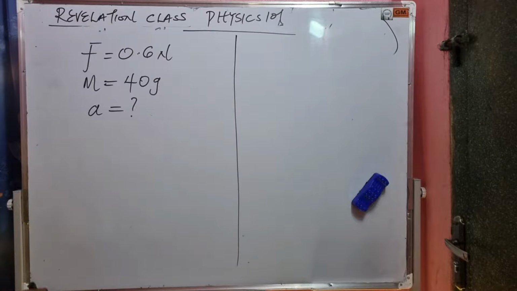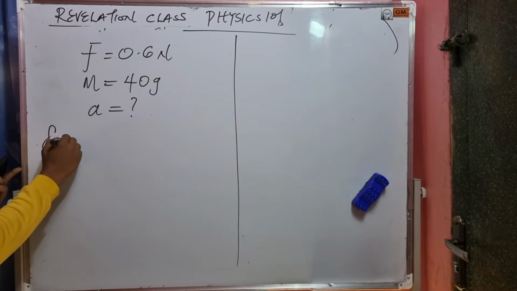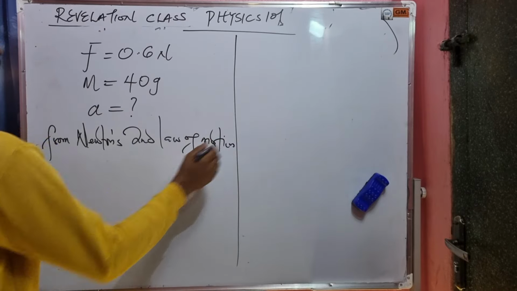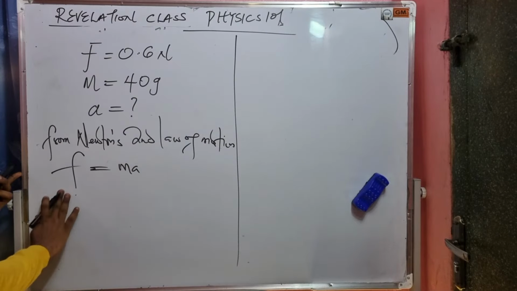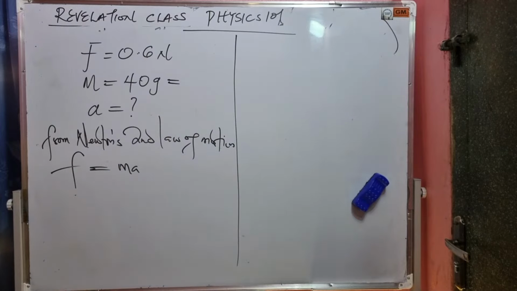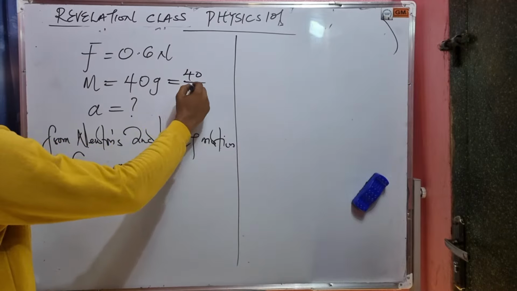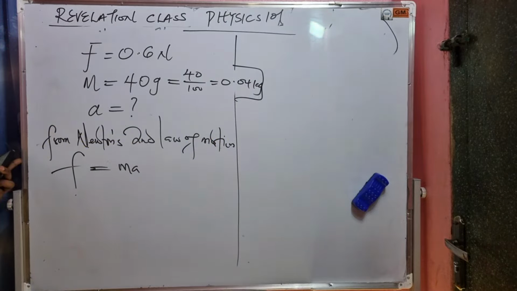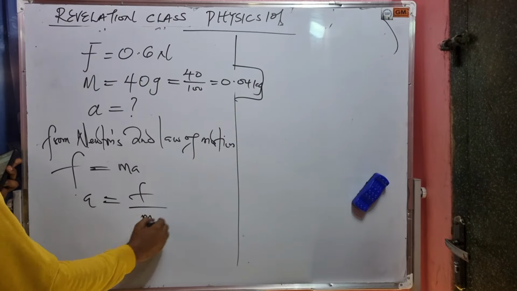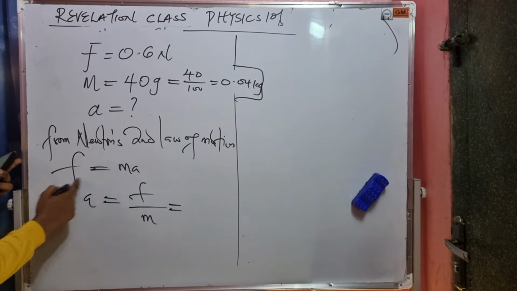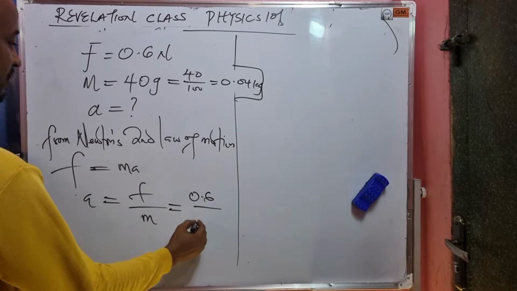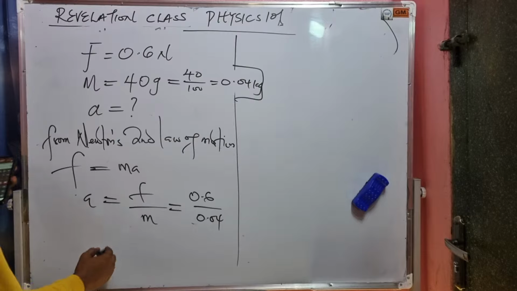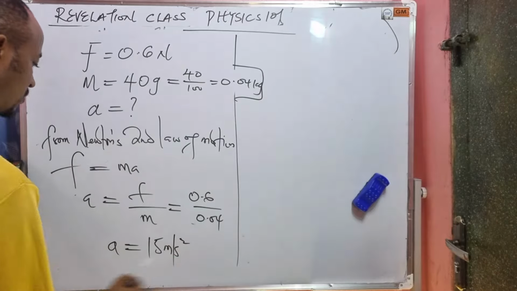Now we have to find the acceleration. This is very simple. We're going to use Newton's second law of motion. The force equals mass times acceleration. But before we do that, we convert our mass to kilograms. 40 divided by 1000 gives 0.04 kilogram. So acceleration A equals force over mass, which is 0.6 divided by 0.04. That gives us 15. So our acceleration is 15 meters per second squared.